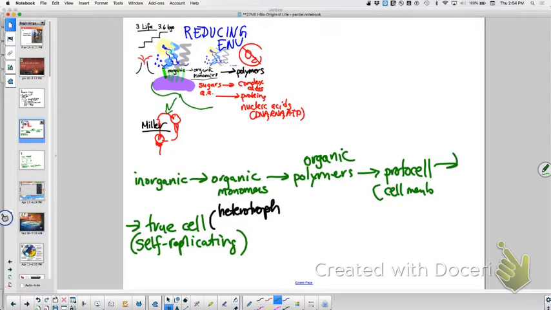Okay, so we're going, a true cell is self-replicating. It is a heterotroph. It was probably what else? No, it was not multicellular. It was unicellular. What else? I'm looking for another word. Prokaryotic. Remember? No membrane enclosed cells. Okay? Then after this early cell developed, then you could have an autotroph.